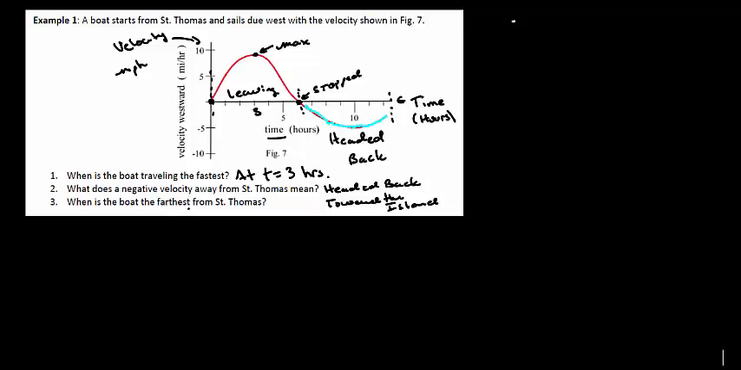When is the boat furthest from St. Thomas? Well, you might want to say, well, it's furthest here, but that's not true because this is a velocity. So even though down here you might think, oh, we're closer, we're really not, because we're still headed away, just not as fast as we were here. So we're furthest away once we stop to turn around, which is at 6 hours.